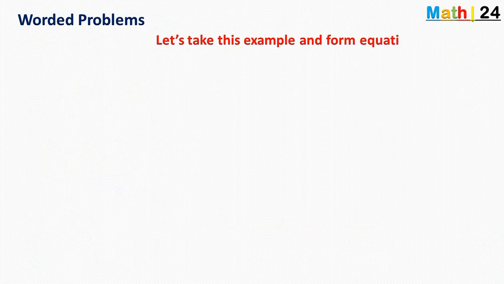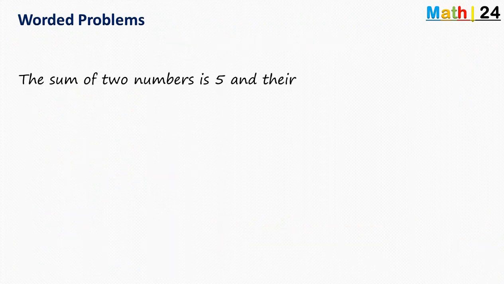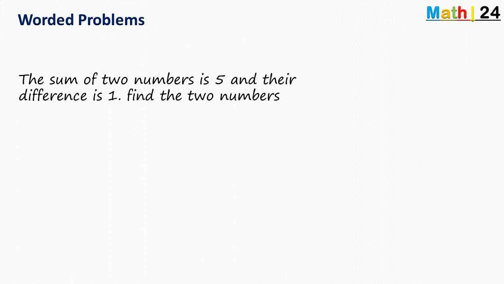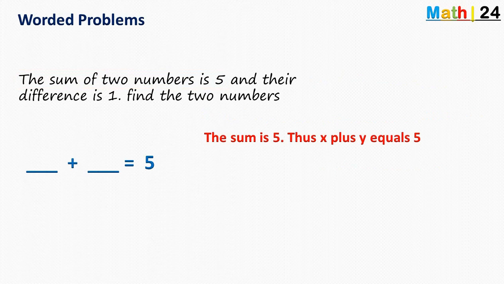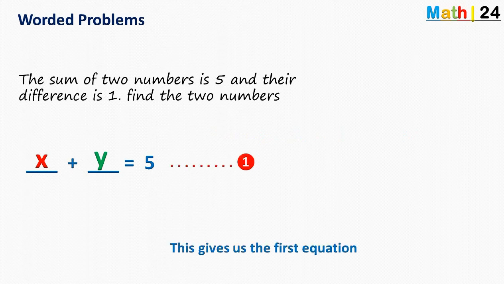Let's look at worded problems. At times, the equation is given in worded form. Let's take this example and form equations. The sum of two numbers is 5 and their difference is 1. Find the two numbers. To solve the problem, we define the two numbers. Let the first number be x and the second be y. Using the first part, the sum is 5. Thus, x plus y equals 5, giving us equation 1.